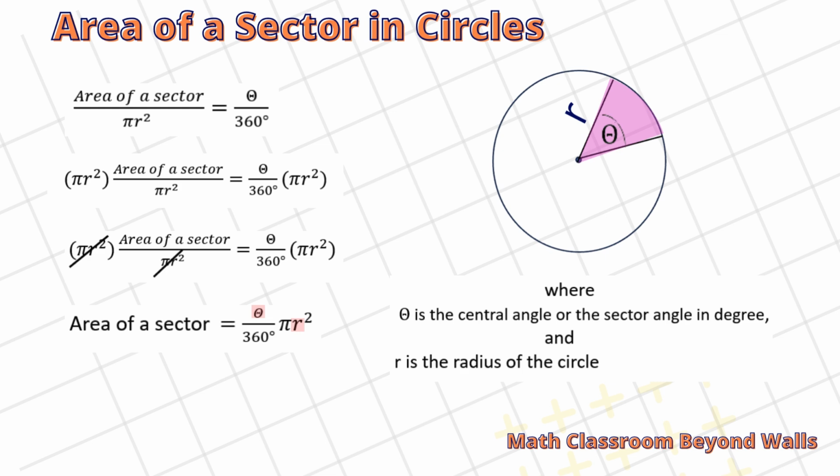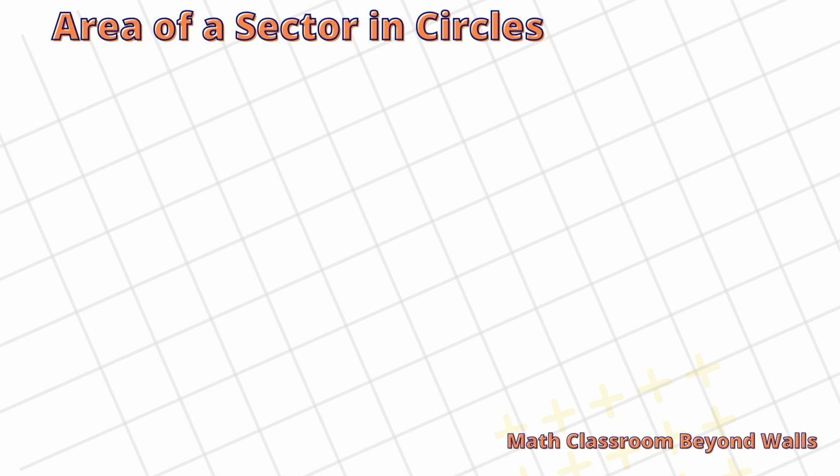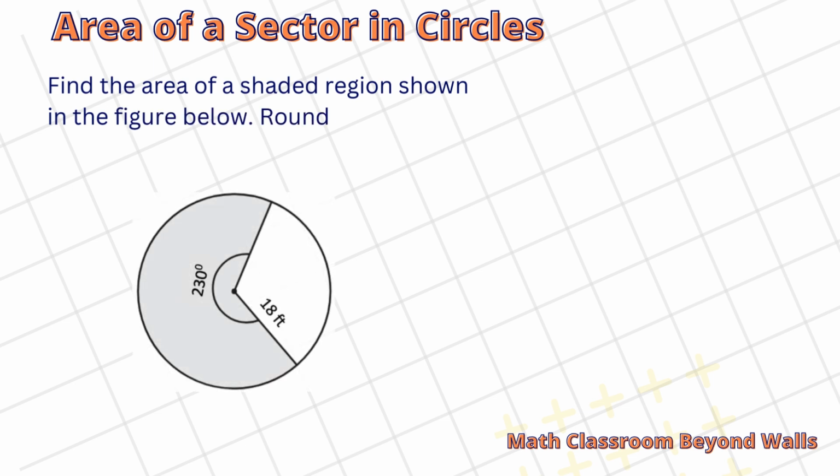Okay, let us use the formula in solving some problems. Here's our first problem. Find the area of the shaded region shown in the figure below. Round your answer to 2 decimal places. Have you read the problem? Okay, let me ask you this question now. What are we looking for here?